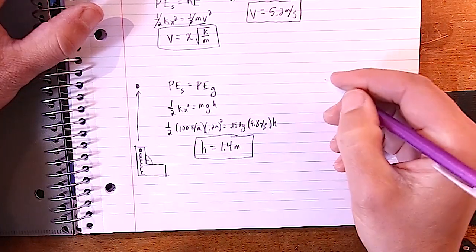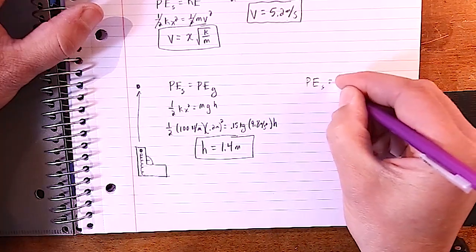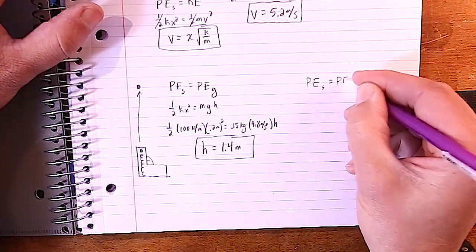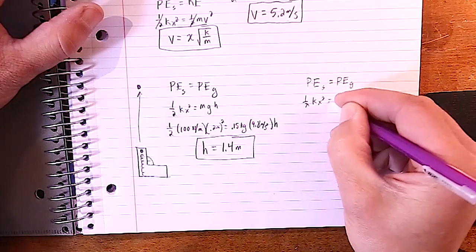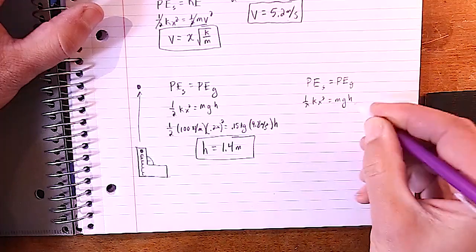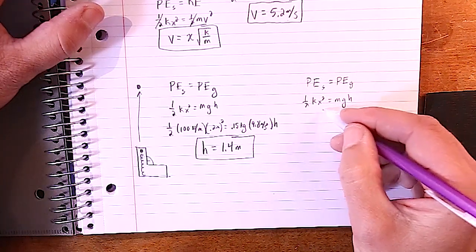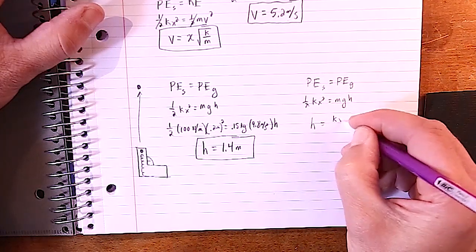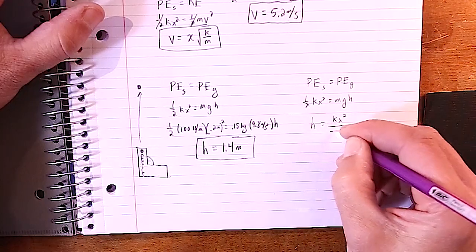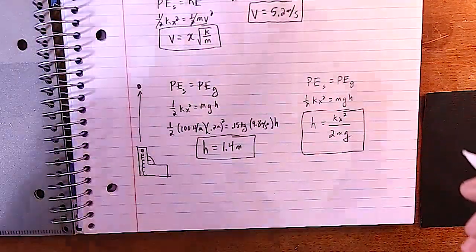What if we were asked to do this as a derivation? Again, we would do the same thing to start. We would say 1/2 kx squared equals mgh. We're solving for h, so we would divide through by mg, and that would give us h is equal to kx squared over 2mg.